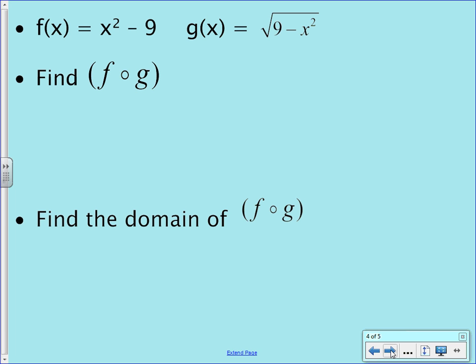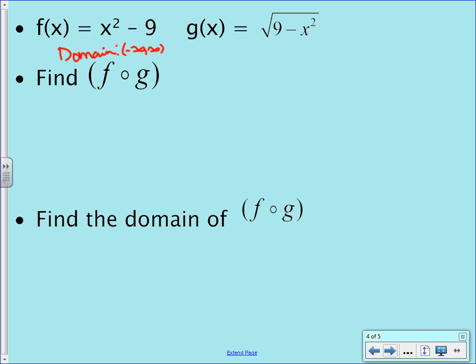Okay. So first of all, these need to have overlapping domains for us to be able to combine them. So what is the domain of F? We have x squared minus 9. Okay, so the domain here is negative infinity to positive infinity. All right? How about the domain of G?